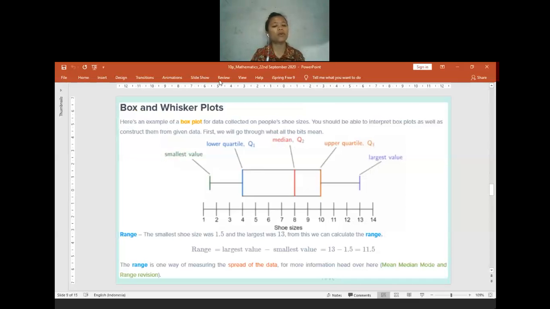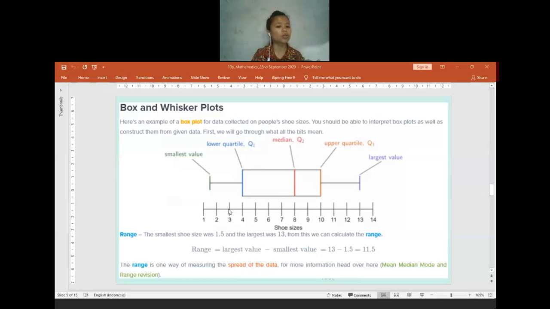So now I will move to the box and whisker plot. For the box and whisker plot, you will be needing some values, which are the smallest value, lower quartile, median, upper quartile, and also the largest value. You have to put it in order. So I have an example question in here.